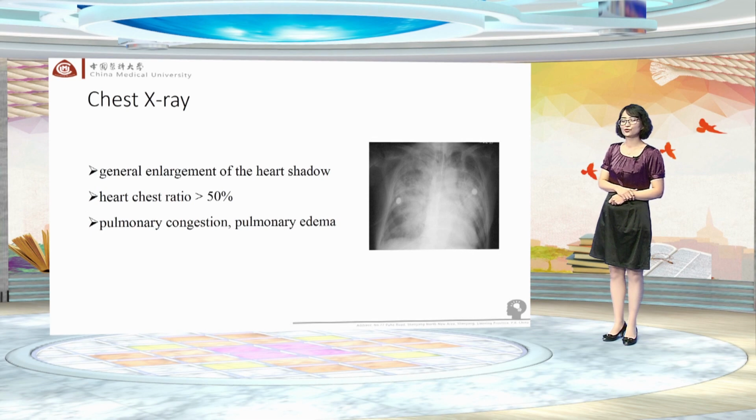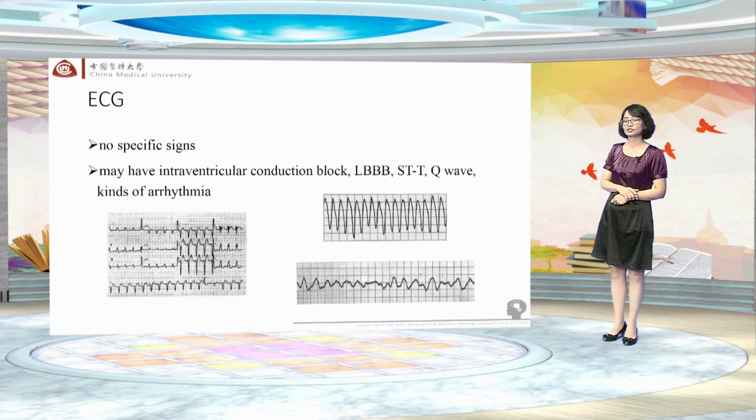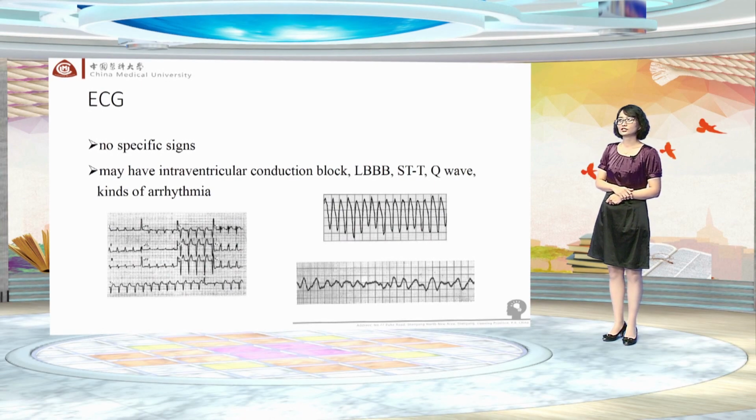In the chest X-ray, we will see a very big heart shadow. The heart-chest ratio is over 50%. Sometimes it is with the pulmonary congestion. In the ECG, the manifestations are usually non-specific. We can see some tachycardia or left bundle branch block, ST-T change, or Q wave. But please note, sometimes there will be ventricular tachycardia and ventricular fibrillation. These are all fatal arrhythmias.